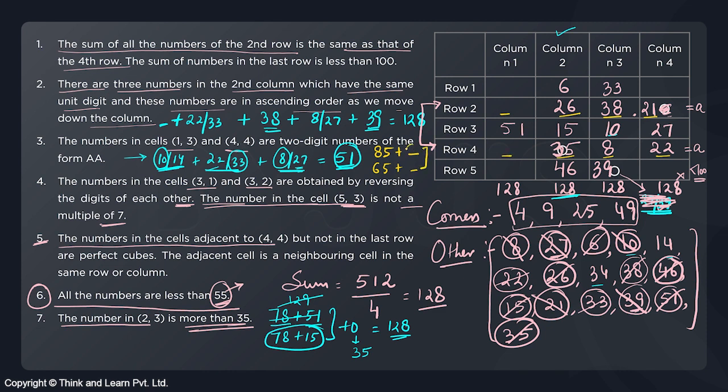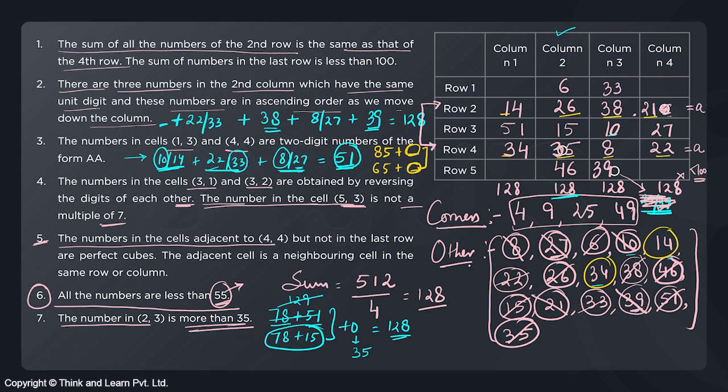That means this number should be 20 less than this number. And the two numbers left are 14 and 34, out of which 14 is 20 less than 34. That means this number should be 14. This number should be 34. And yes, we have figured out all the numbers except the corners now. Except the corners, we have figured out everything.